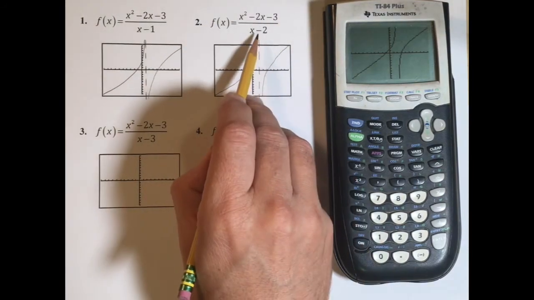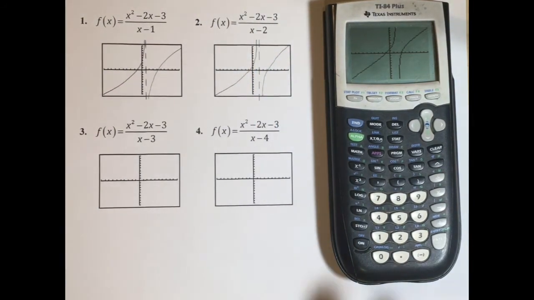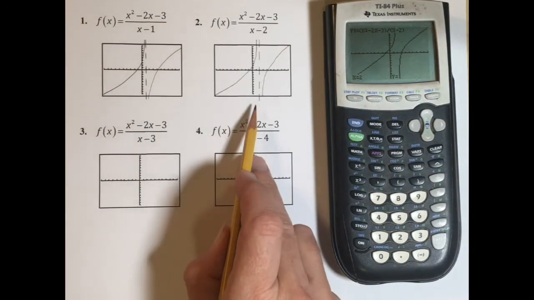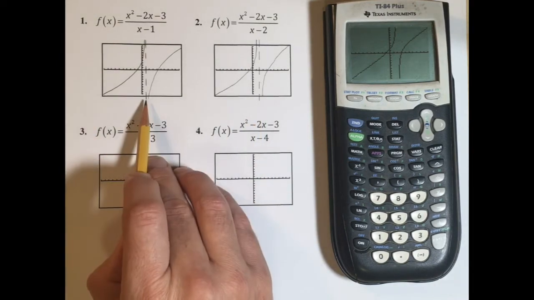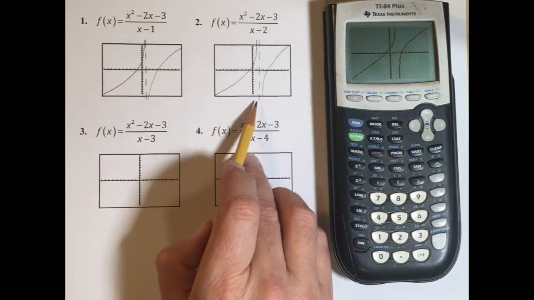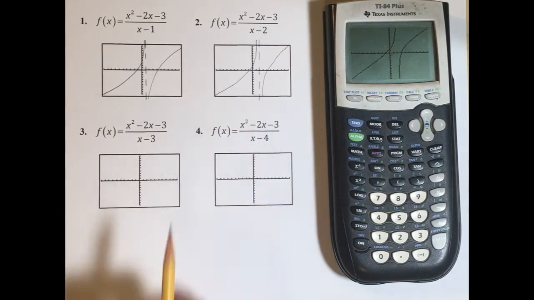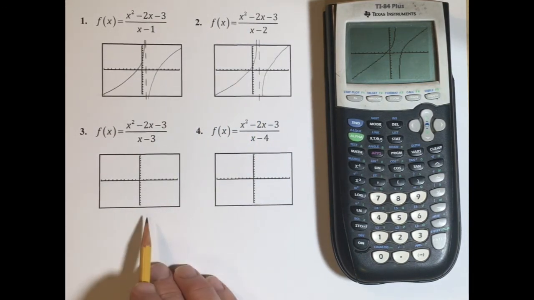If you plugged in 2, 2 minus 2 is 0 in the denominator. If I trace 2, it's undefined. This function of course has an asymptote where x equals 2. The first function had an asymptote where x equals 1. The second function has an asymptote where x equals 2. I'm sure you can use your imagination and picture what the third function would look like.